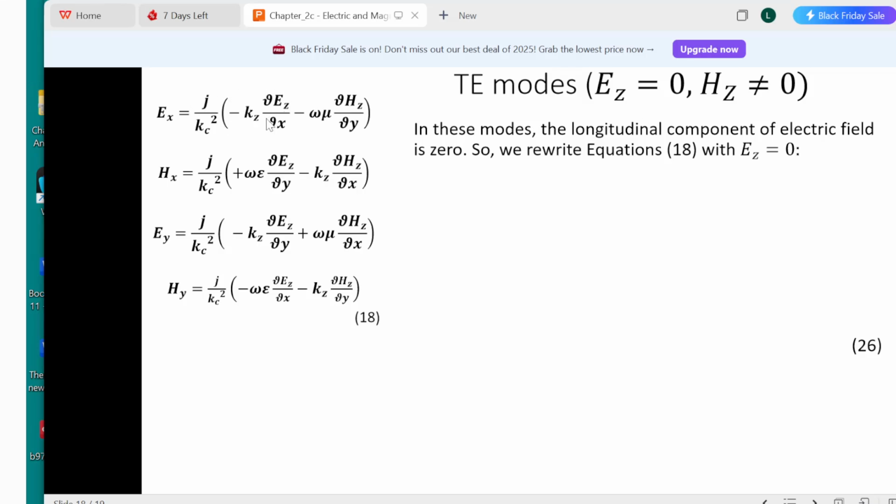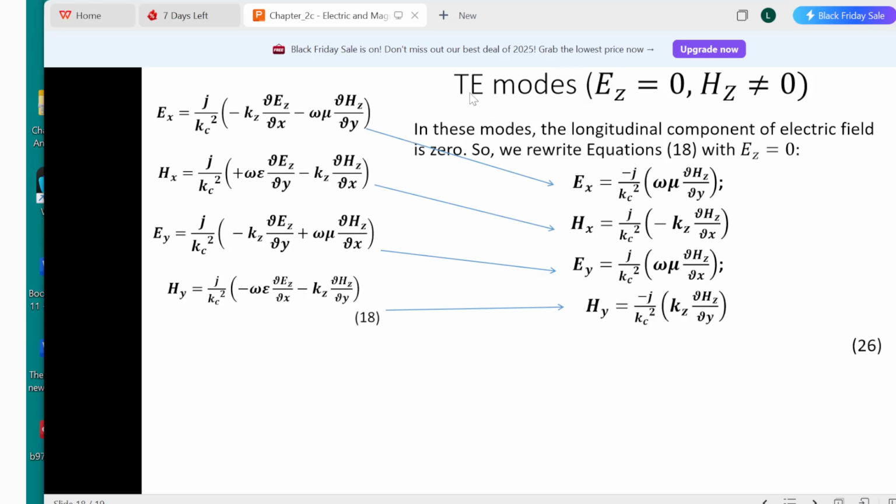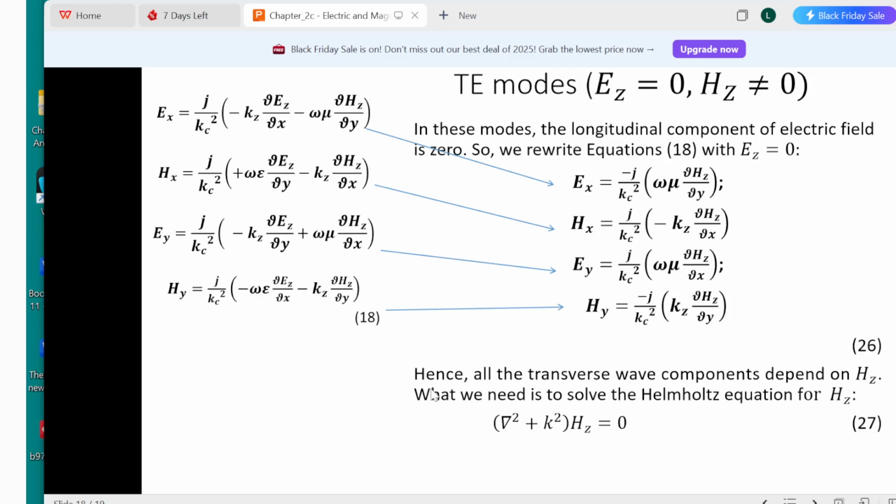For this equation, we get this. This one becomes 0. For this one, we can do the same, and for this one, and for this one. So these are the formulas for TE modes, and hence the transverse components depend on H of z. The Helmholtz equation is like this, so there's no way to further simplify it.